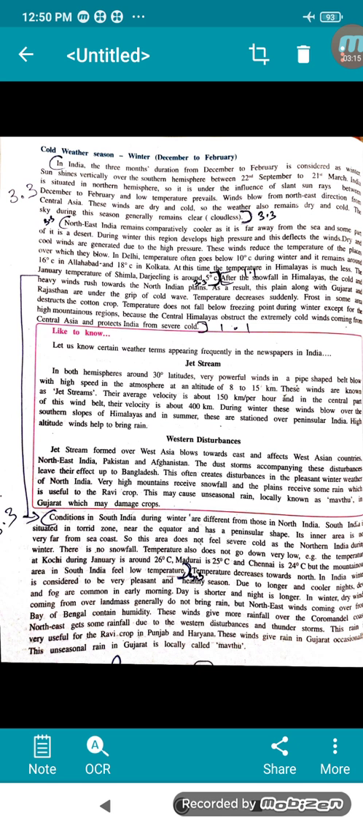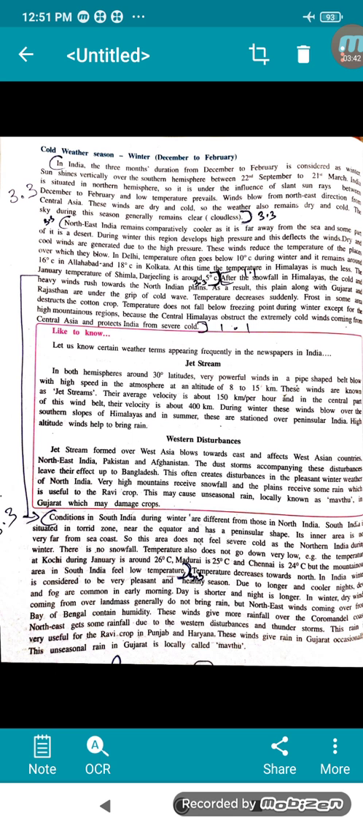During winter, this region develops high pressure and deflects the winds. Dry and cool winds are generated due to the high pressure. These winds reduce the temperature of the places over which they blow. In Delhi, temperature often goes below 10 degrees. At present, it is 4.1 degrees Celsius during winter, and it remains around 16 degrees in Allahabad and 18 in Kolkata.